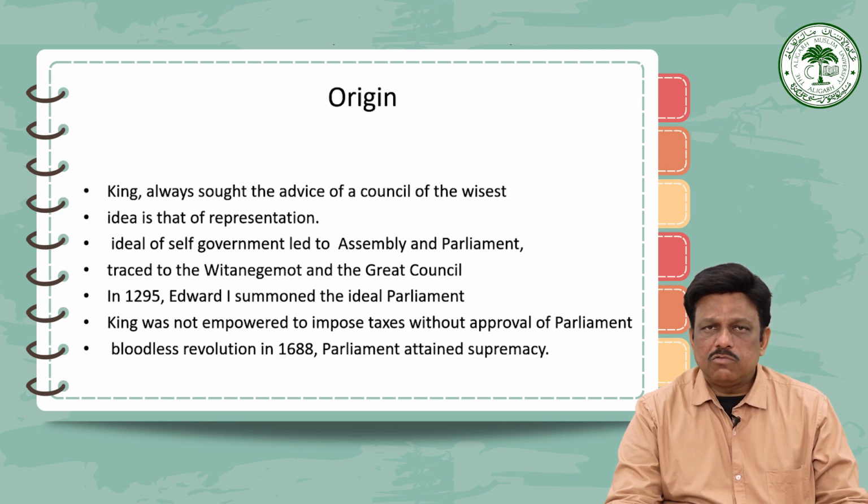If we look at the origin of this system, where there is a titular head, a nominal head and a real executive, and how the difference originated, we find that the origin of parliament may be traced to two ideas, and both these ideas are of great antiquity. The first is the king, who always sought the advice of the council of the wisest and the most experienced of his subjects, and the second idea is that of representation.